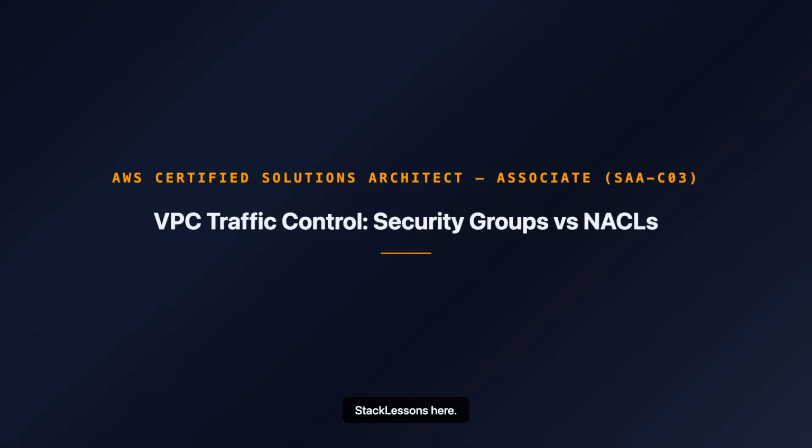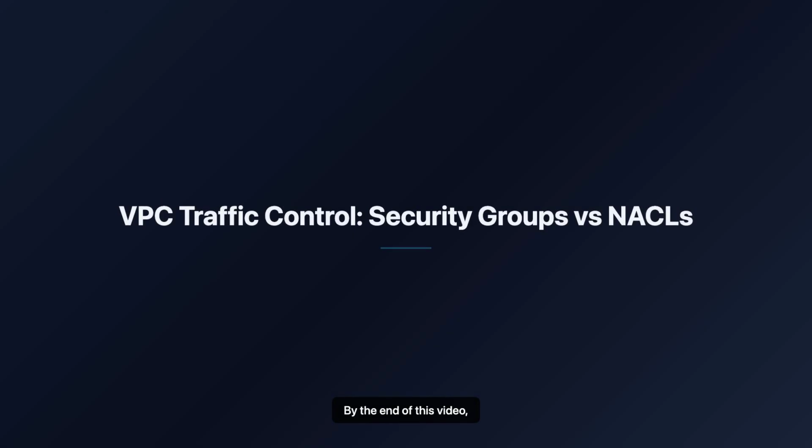Let's settle this topic for good. By the end of this video, you'll know exactly when to reach for a security group, when only a network ACL will do, and why mixing up which one is stateful leads straight to wrong answers. This is one of the most frequently tested comparisons in the design secure architectures domain, and it hinges on two ideas most engineers blur together.